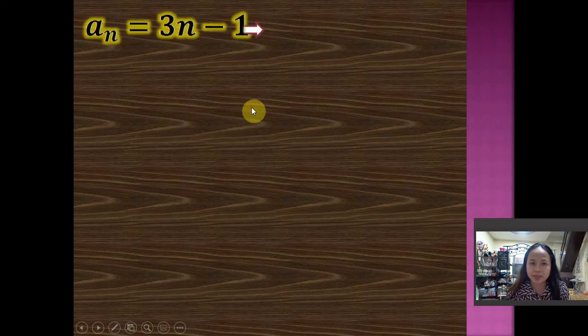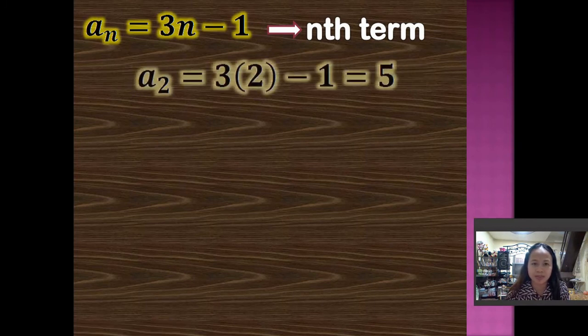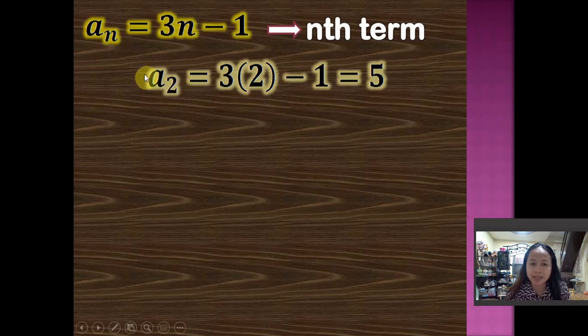Okay, for the second term, again, take note of our nth term. That's the rule or the general term of our sequence. So to look for the second term, since it's the second term, we will replace n with 2. So this n here will be replaced with 2. Copy 3 and then copy this minus 1. So multiply first before subtracting 1. Take note of that. So 3 times 2, that is 6. Minus 1, that is 5. So our second term is 5.